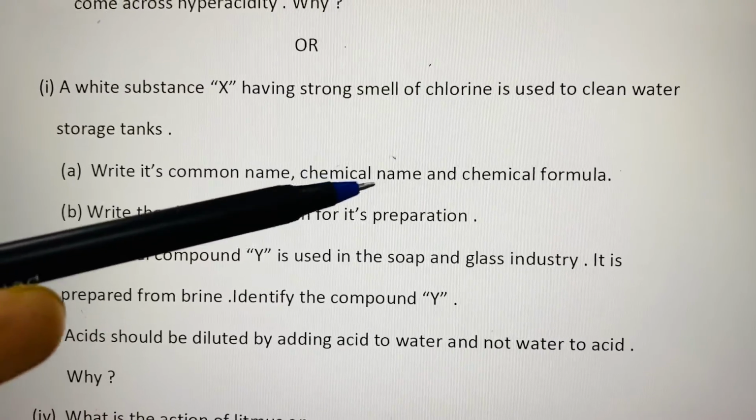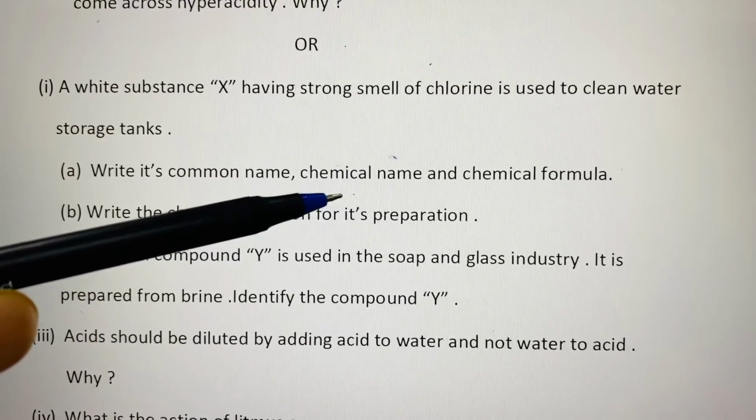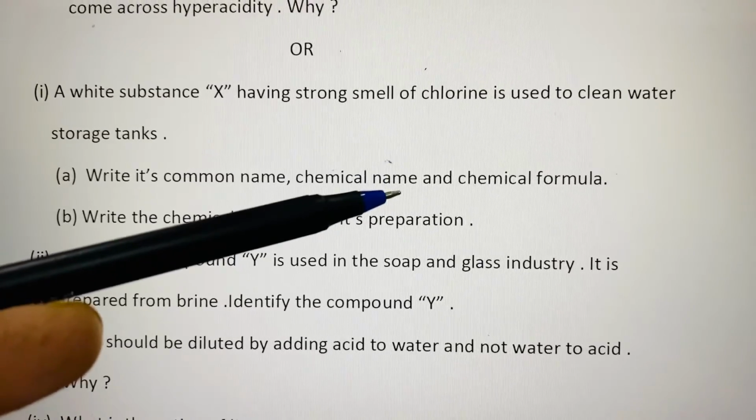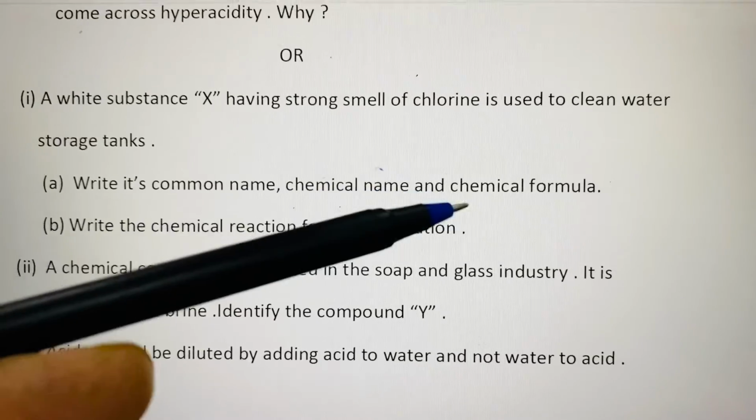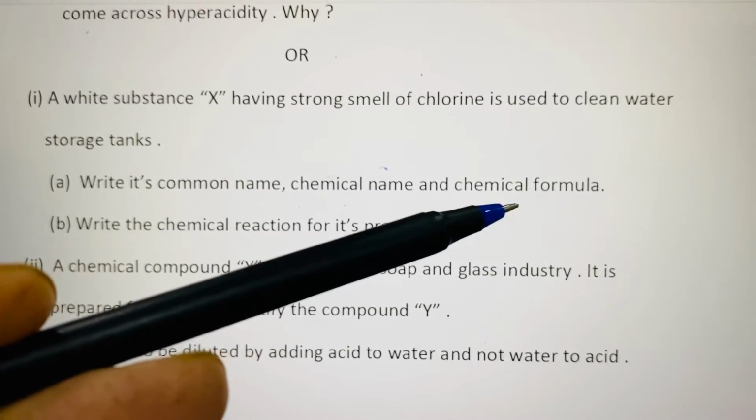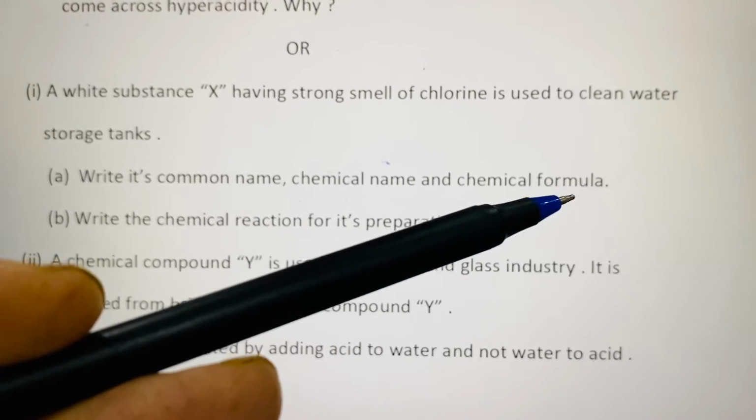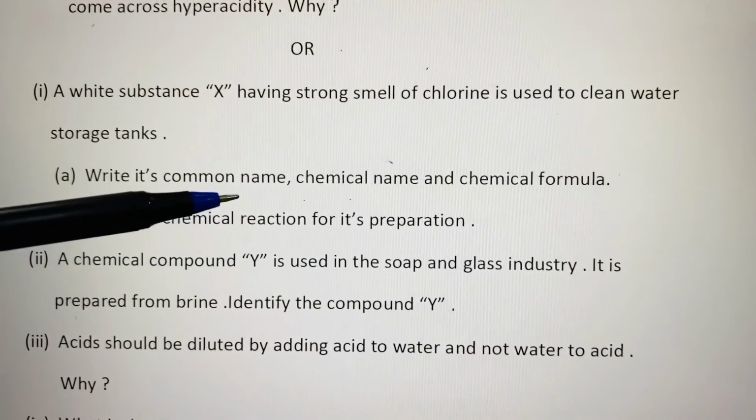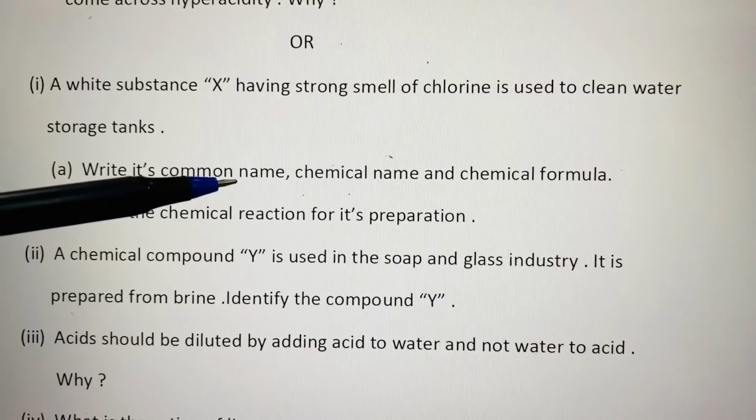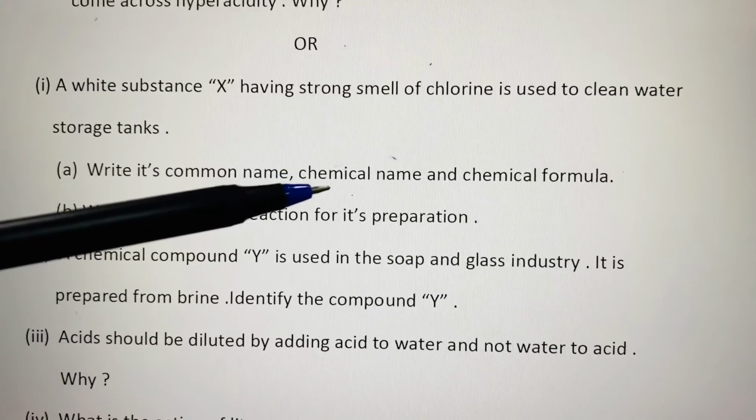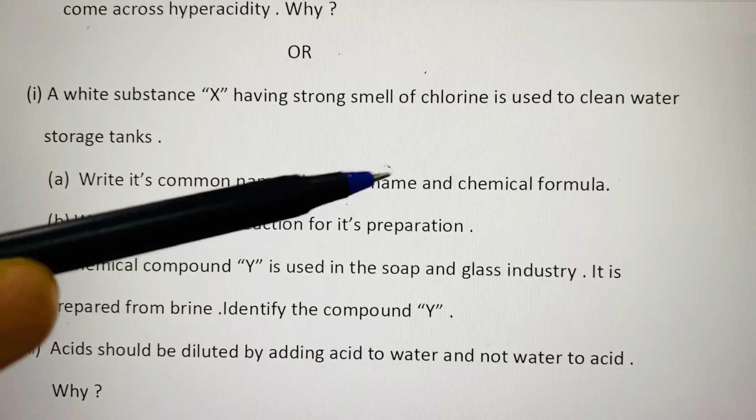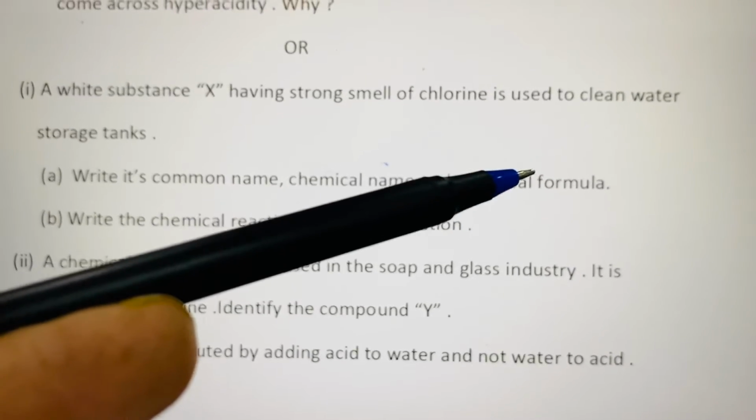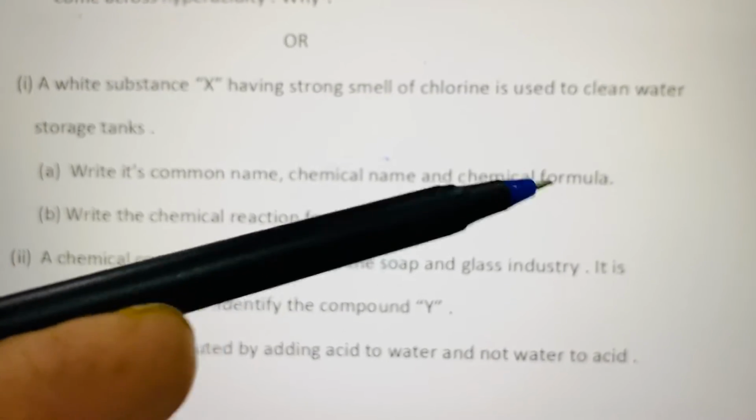What is its chemical name? It is calcium oxychloride. Bleaching powder's chemical name is calcium oxychloride. Chemical formula: CaOCl2. So bleaching powder carries half mark. Chemical name, that is calcium oxychloride, carries half mark, and its formula CaOCl2 carries half mark.